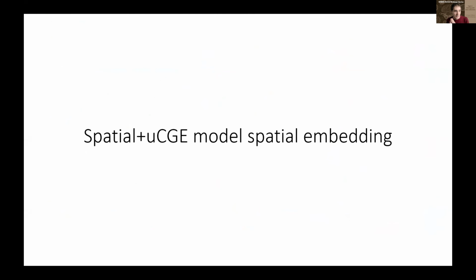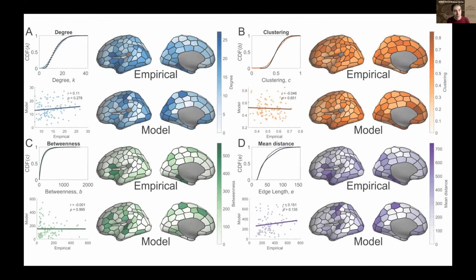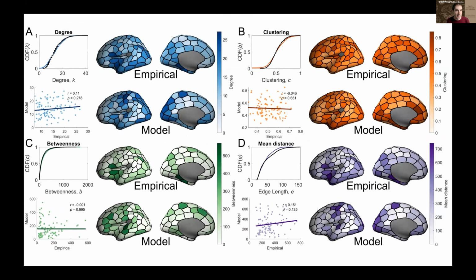But what about our best physiologically constrained model? Will that do any better? And the answer is still no. Some things are moving more in the right direction, but it seems like no generative model, no matter how you format it, is able to capture the spatial embedding of topology.